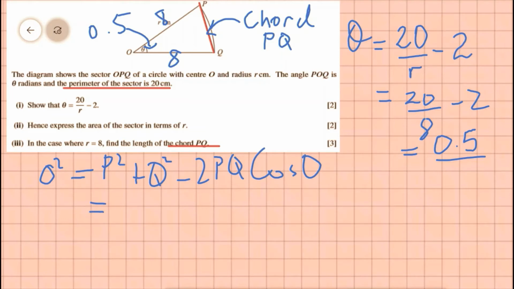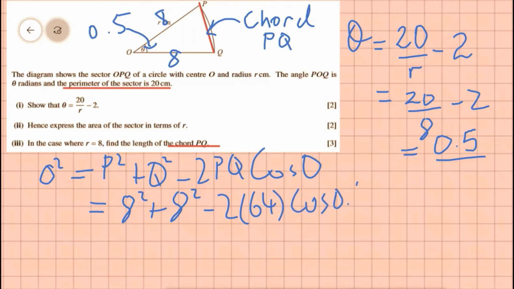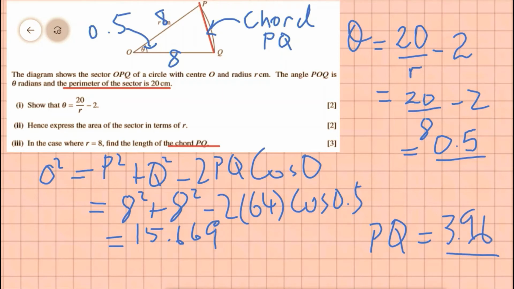Now, if you substitute, P is 8. So this is going to be 8 squared plus 8 squared minus 2 times 8 times 8, which is 64, and this is going to be cos of 0.5. Remember, your calculator should be in radians as you're doing all this. If you do that on your calculator, you get 15.669. And to get your side PQ, therefore, you're going to go square root and you get 3.96. So importantly, remember your cosine formula here.